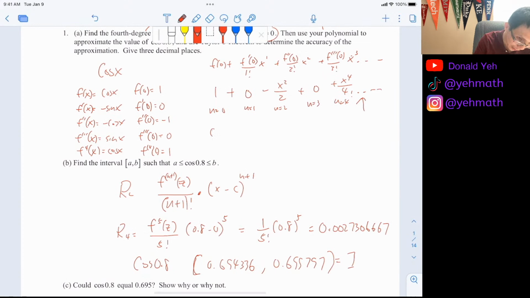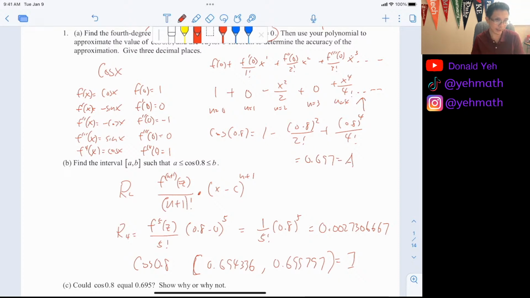So if I want to say cosine of 0.8, that's equal to 1 minus 0.8 squared over 2 factorial plus 0.8 to the 4 over 4 factorial. Is that okay? That is equal to 0.697. That's equal to A. The A is this part. Yeah, that makes sense.